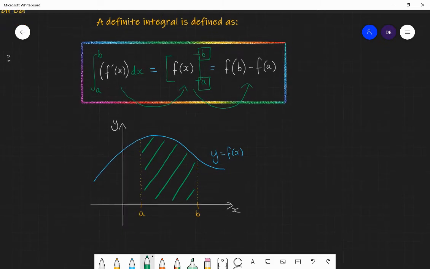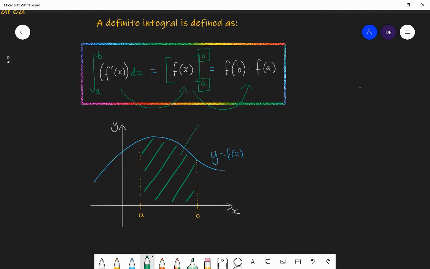And that actually gives you this area. The integral between a and b of f dashed x with respect to x is actually the area under the curve of y equals f dashed x, between x is a and x is b. Now I'm going to try and explain why integrating between those two values gives you the area.